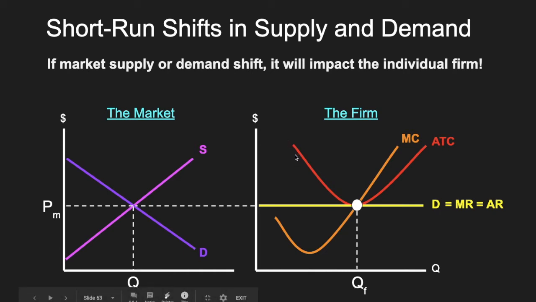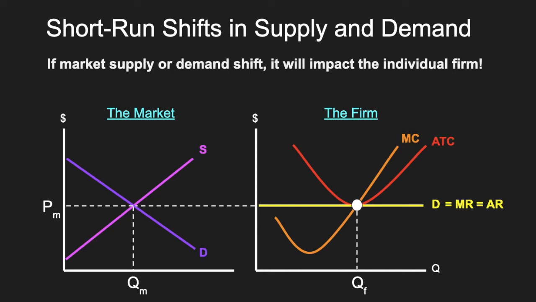Look at the gap here between our price in yellow and ATC, which is how we determine profit, price minus ATC. Up to that point, the red curve is above the yellow. So we're losing money at all of these outputs. We're also losing money at all of these outputs over here because the red curve is above the yellow. The only point where we're breaking even is right here, and that will always be the case for each individual firm in the long run. They are breaking even. They are earning zero profit.